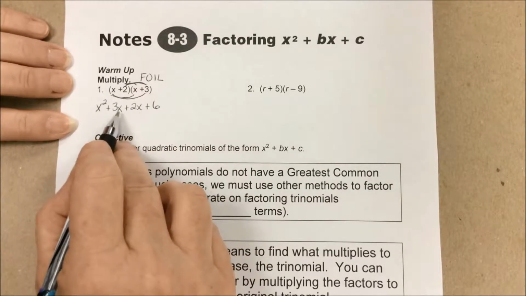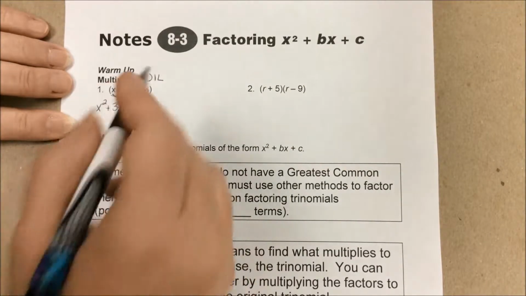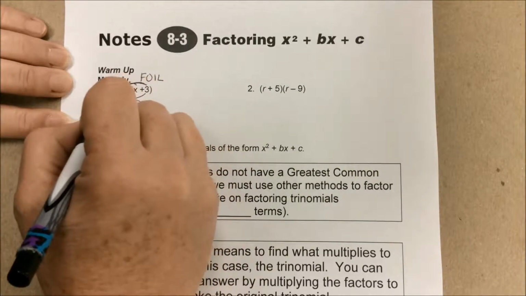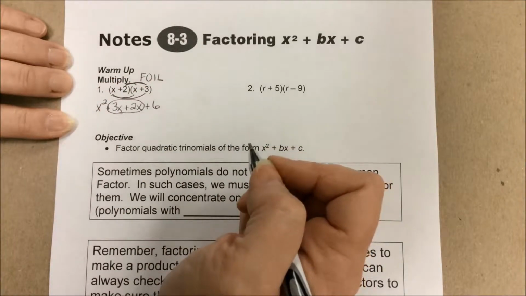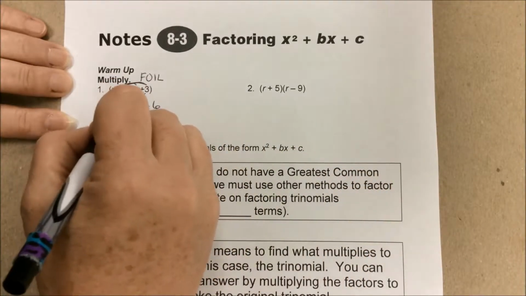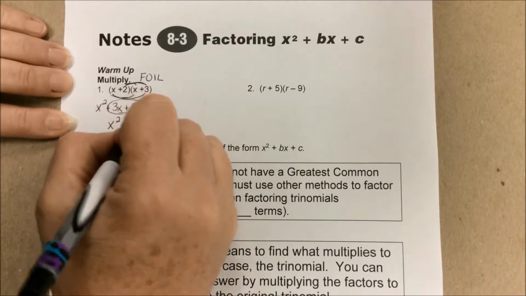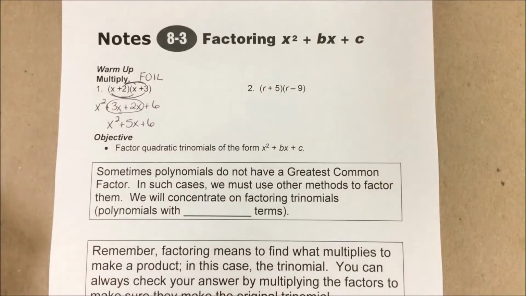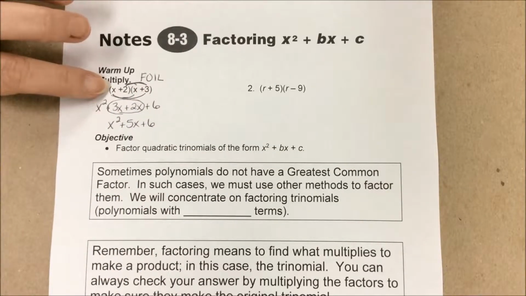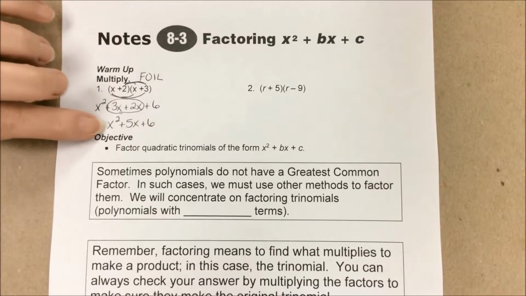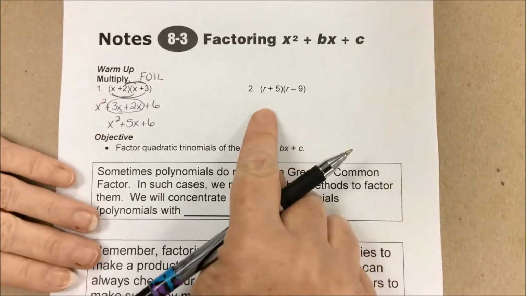So I get x squared plus 3x plus 2x plus 6. But if you notice, I can add 3x and 2x together, and that gives me 5x. So really, this is x squared plus 5x plus 6. And that's what I get when I multiply x plus 2 times x plus 3. Okay, let's do number 2 now.